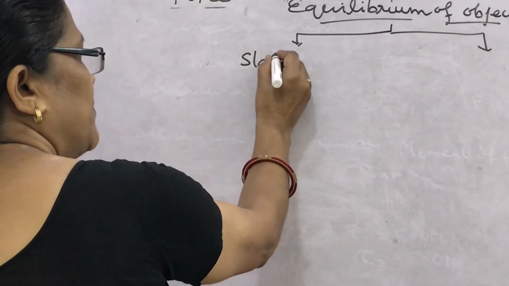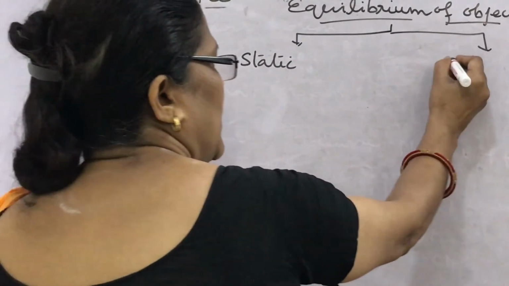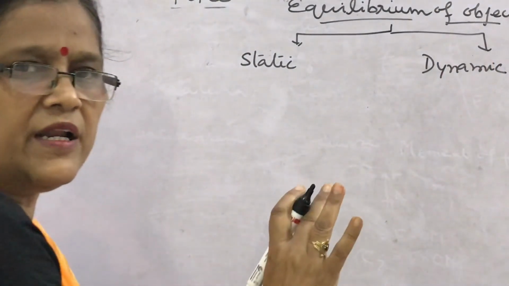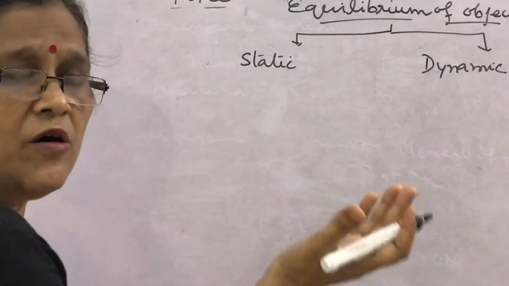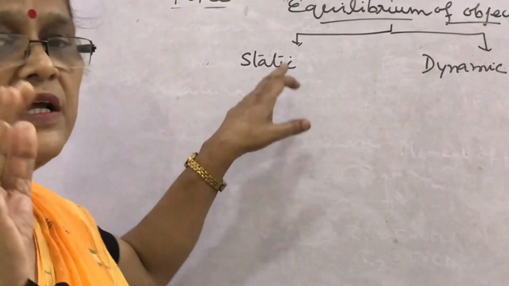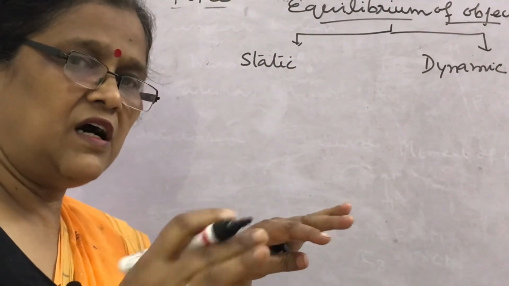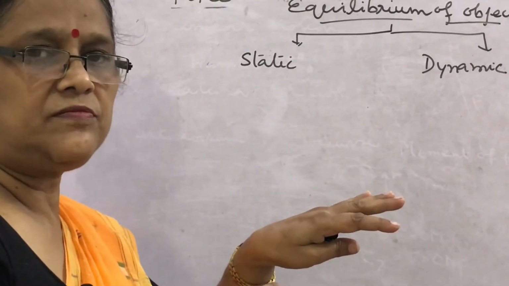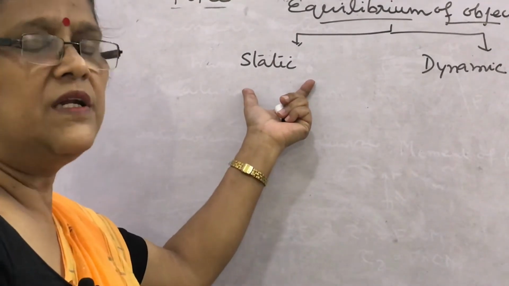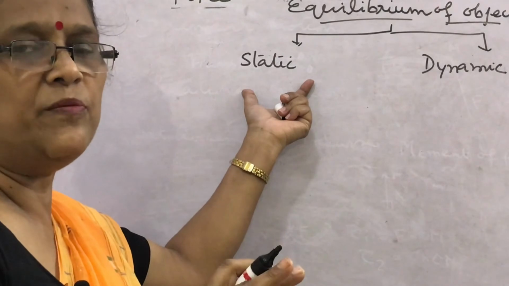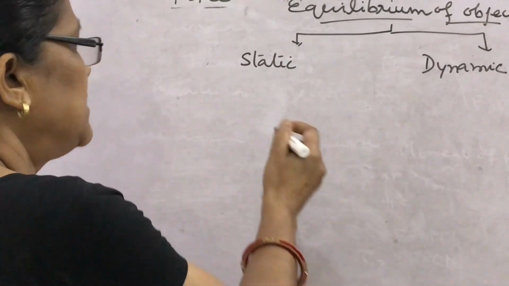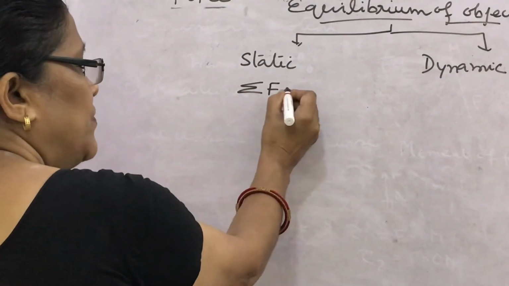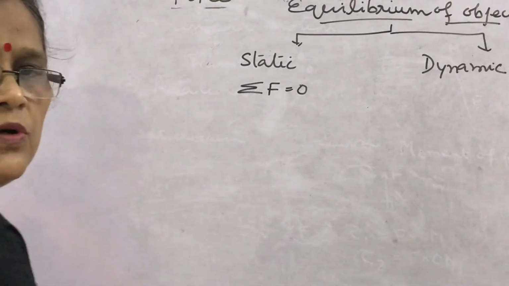Two types of equilibrium. Number one is static, number two is dynamic. You know, dynamic means in motion, the dynamic or kinetic word. Static equilibrium, how will you define it? If the object is at rest under the effect of two or more forces, then it is said that the object is in the state of static equilibrium. How will you write the condition for this? Suppose you write sigma, the sum of all forces is 0.